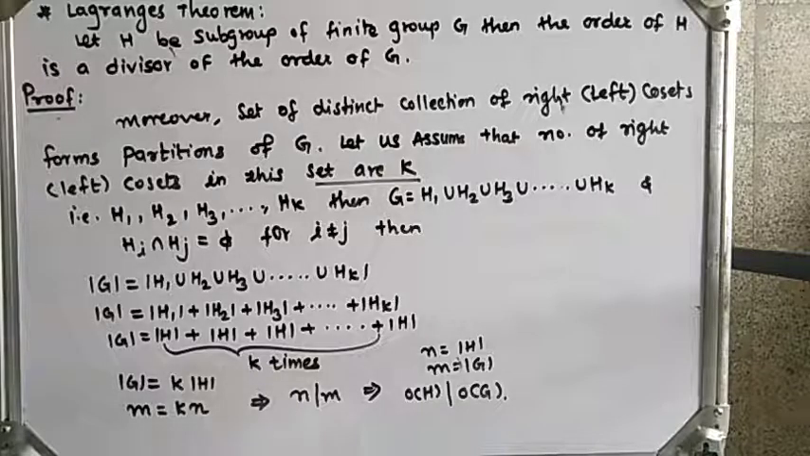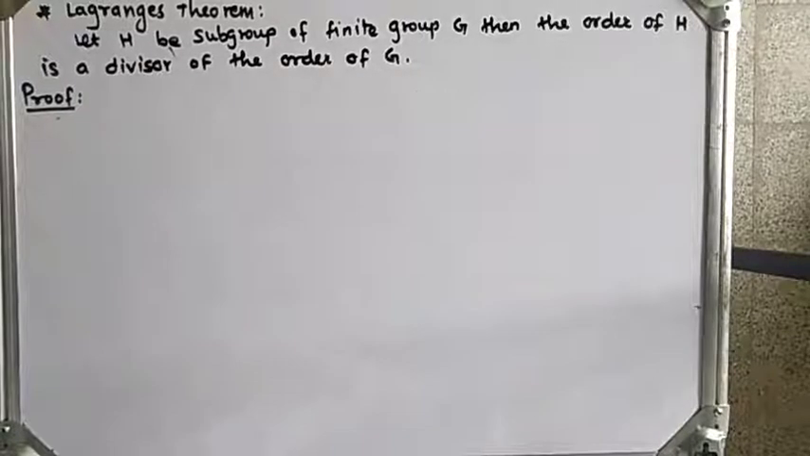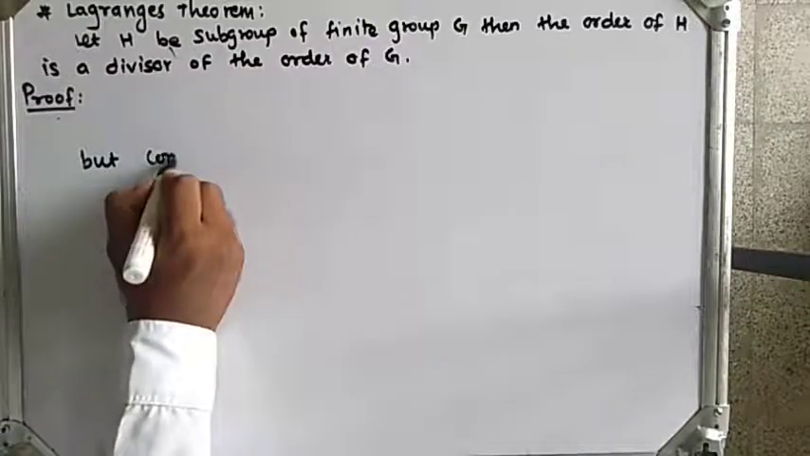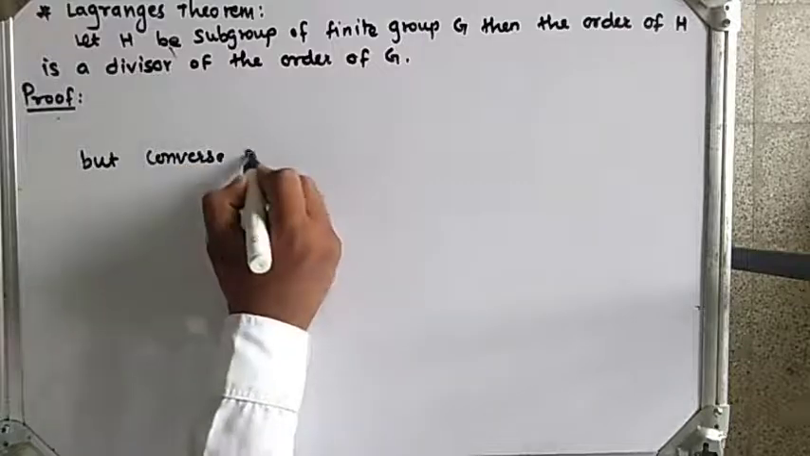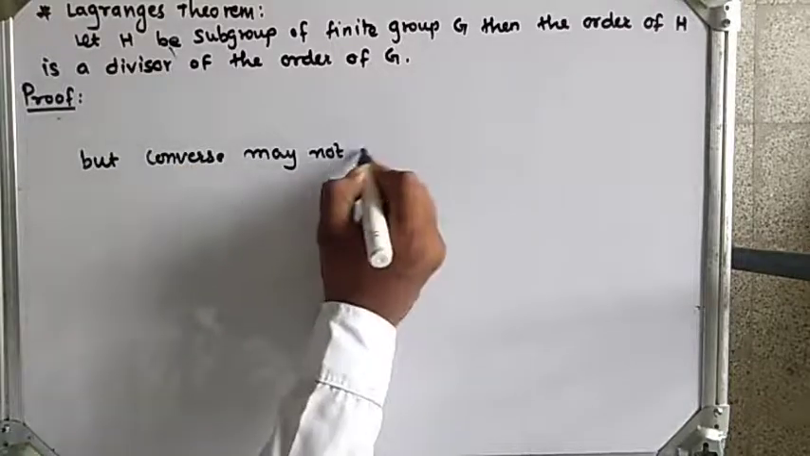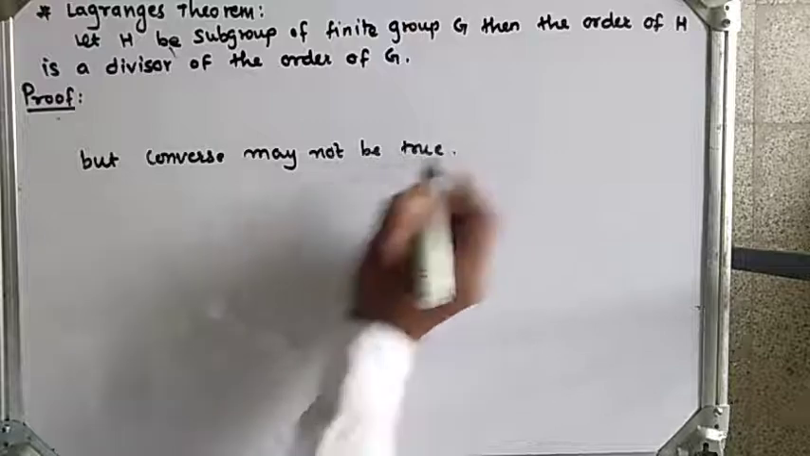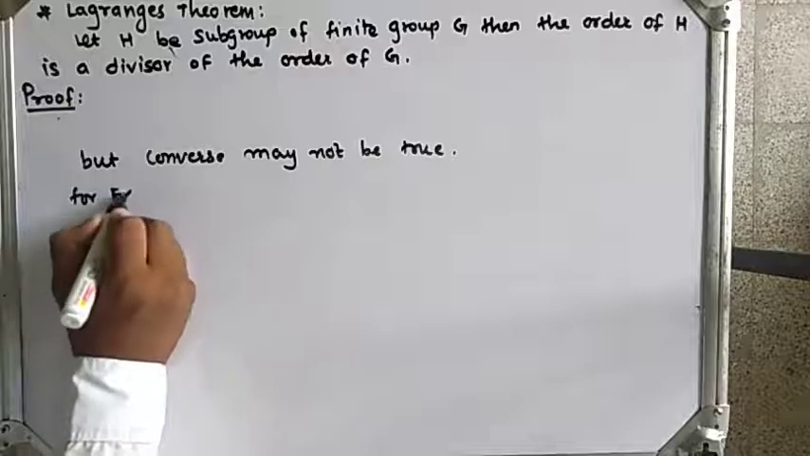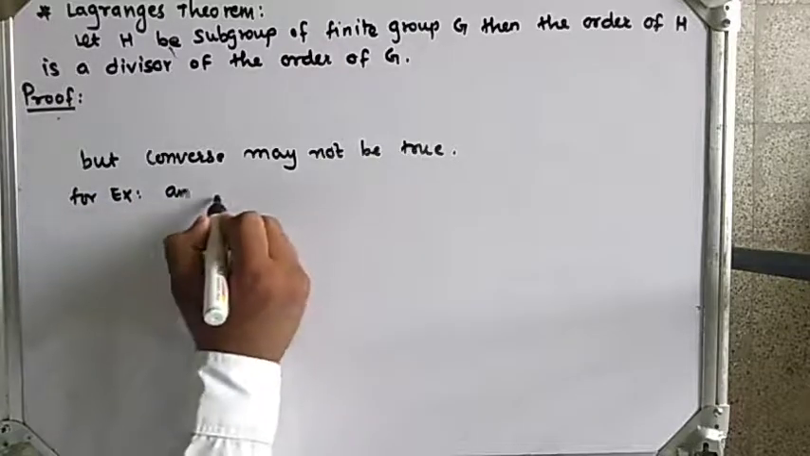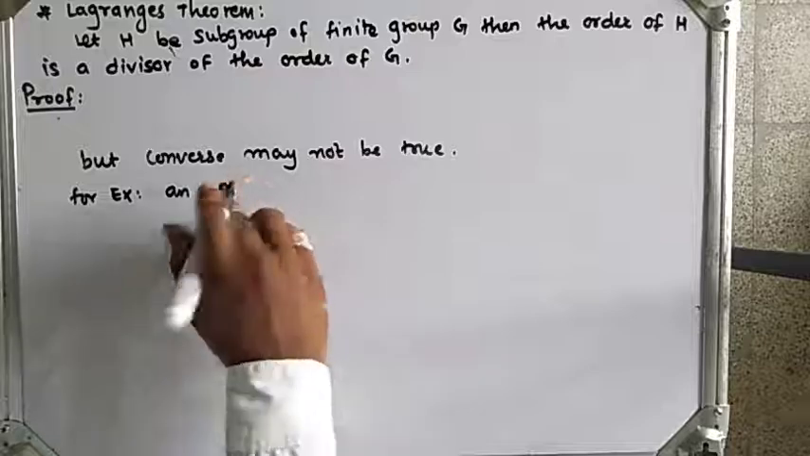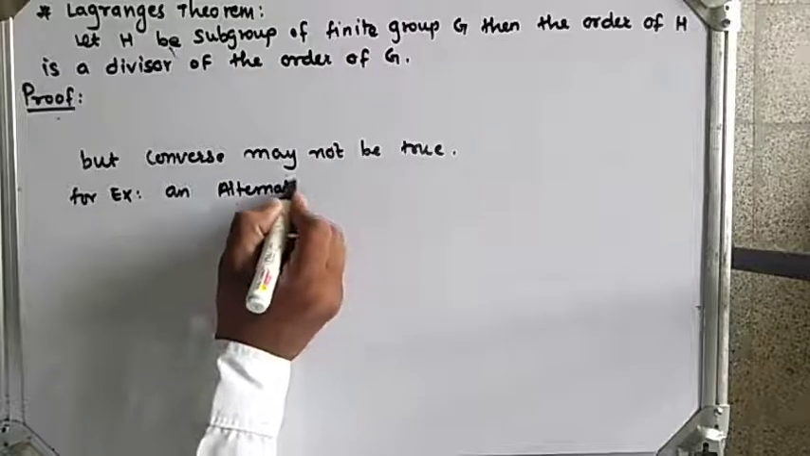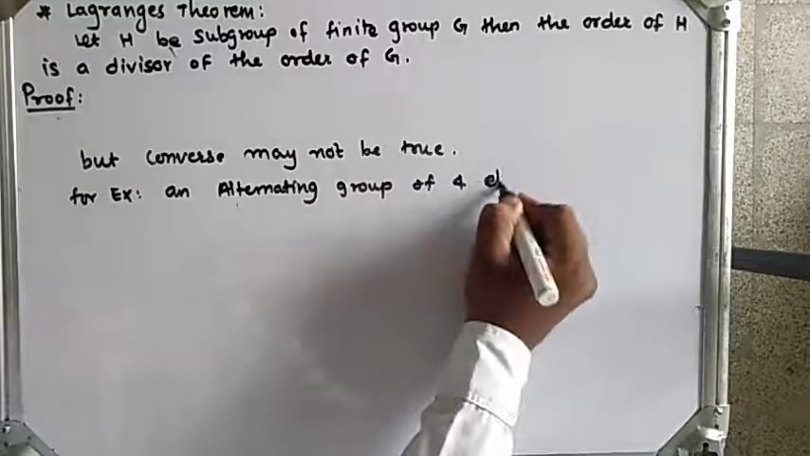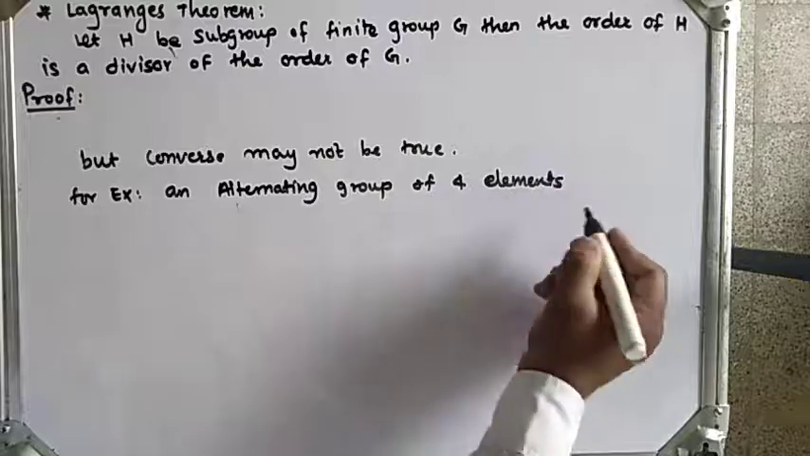But the converse of the theorem is not true. The converse may not be true. So I will take an alternating group, for example, an alternating group of 4 elements, A4.